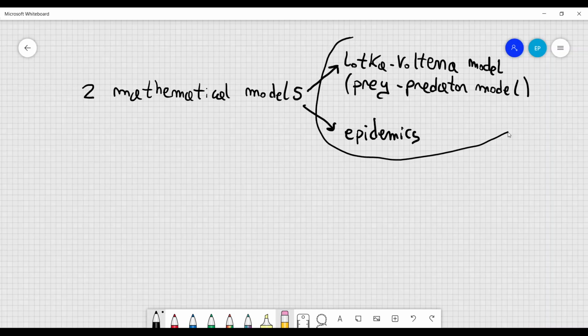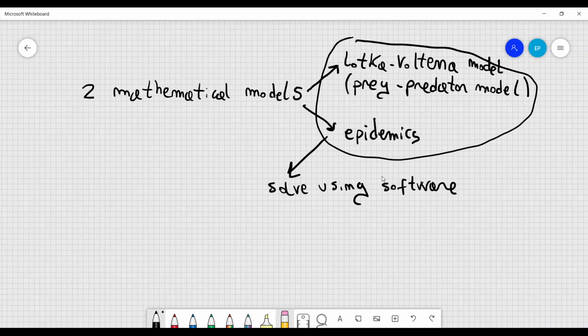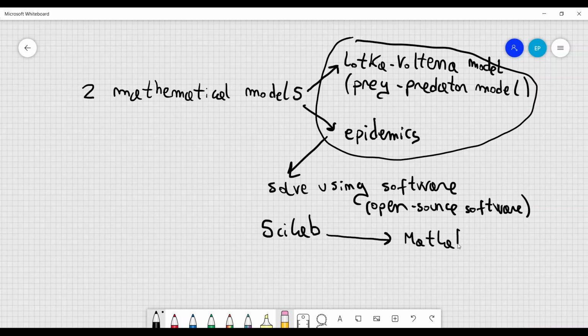So we'll solve these models using software, and in particular, this is open source software, so that all students can download this software and use it without having to purchase anything. The software that I'm talking about is called Scilab. Scilab is a free version of MATLAB. So if you have MATLAB, you can use MATLAB, but I'm going to use Scilab because it is open source software. And in particular, we are going to need a tool that's contained in Scilab, and this is called XCOS, which will help us construct the mathematical models that we are going to solve.